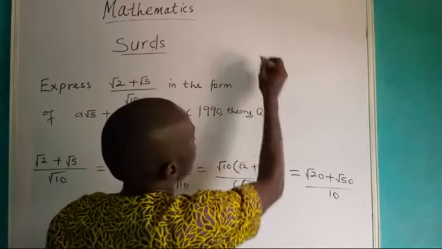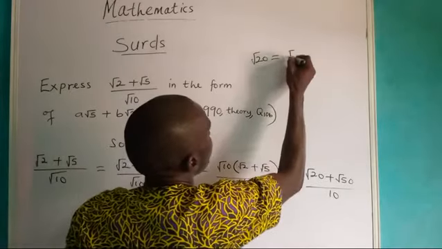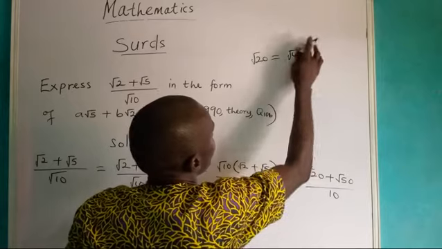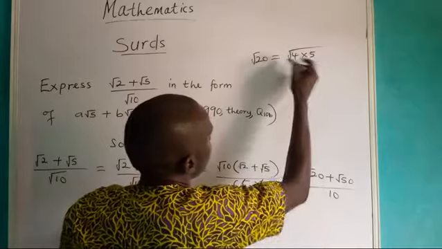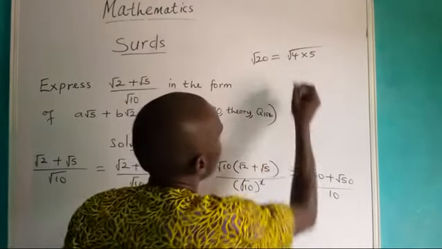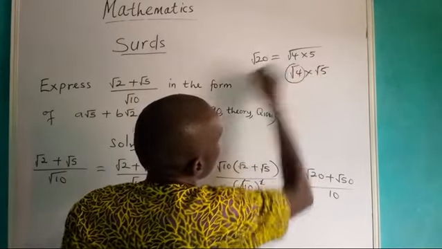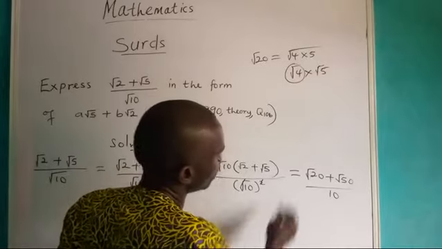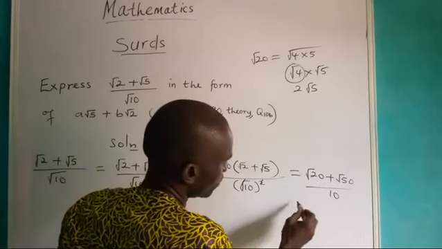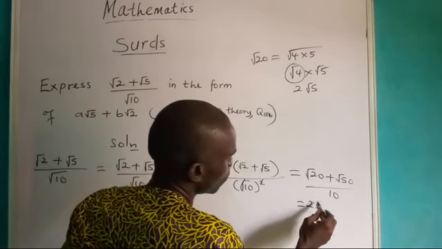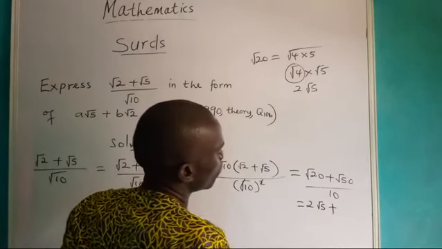For root 20, I need to reduce it: 4 times 5 is 20, so I separate the two numbers and it becomes root 4 times root 5. Root 4 is a perfect square, so it becomes 2, and we have 2 root 5. I'll bring it here: 2 root 5.